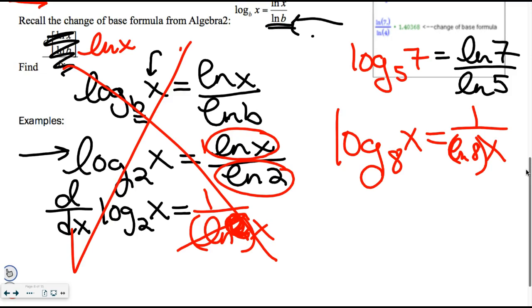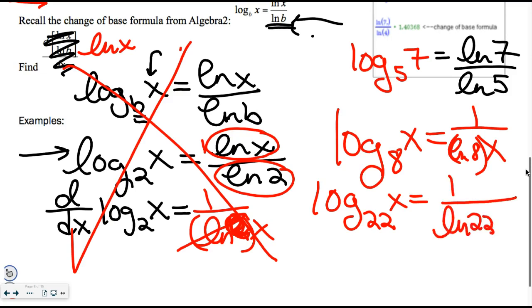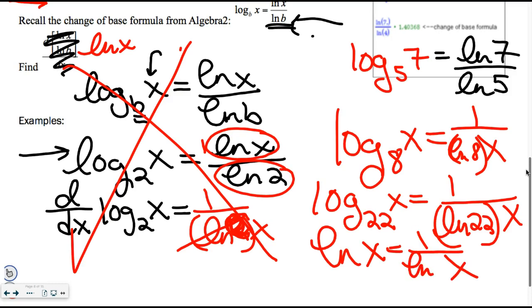Otherwise you forget. So what's the derivative of log base 22 of x? 1 over the natural log of 22, times 1 over x. Make sure you put that in parentheses because it's a constant, so it doesn't look like you're taking the natural log of 22x. It's the natural log of 22, times 1 over x. And again, had this been ln x, it'd be 1 over x times the natural log of e, which is 1.